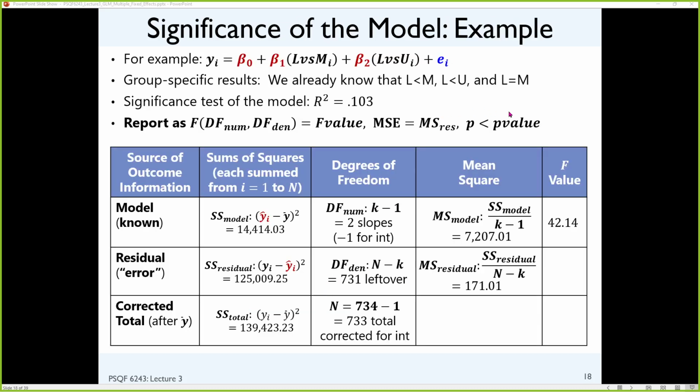So here are the numbers that go with our example. This is predicting annual income from 3-class low, medium versus upper. And the results that we skipped over, which we'll look at the next time we open up the example: this model has an R-square of 0.1. So what does that tell me right there? This much.